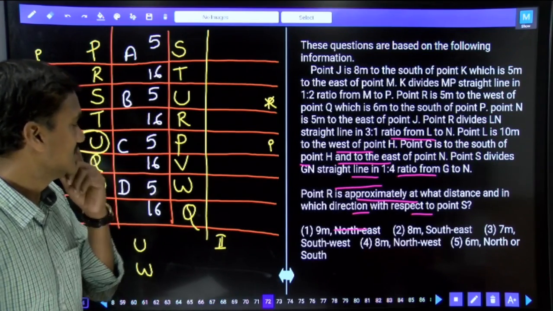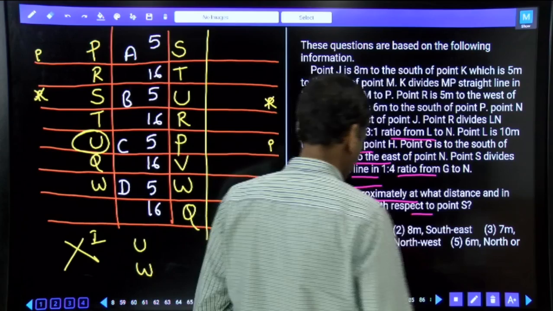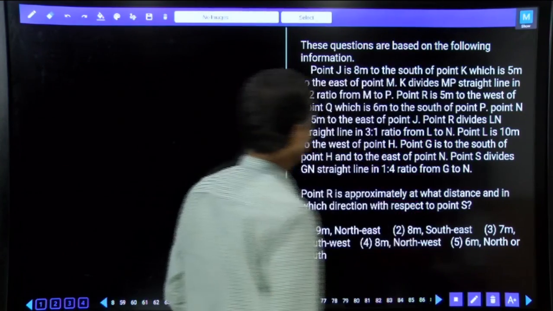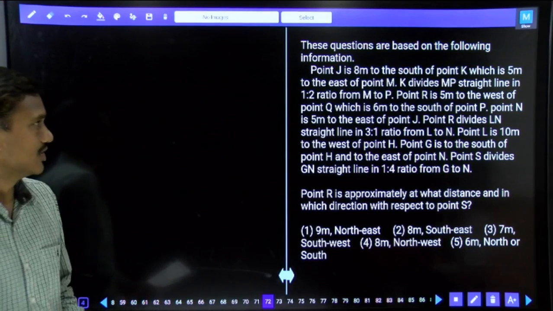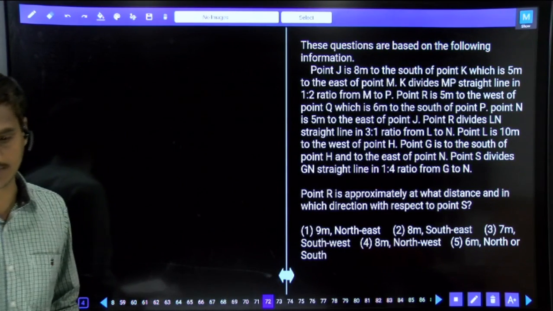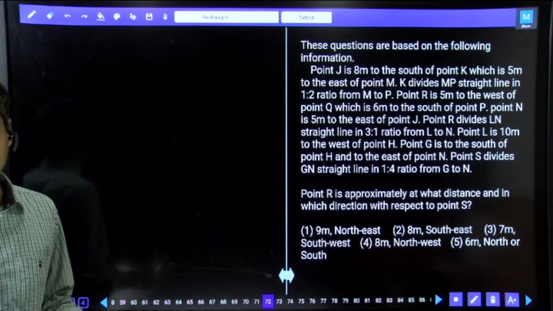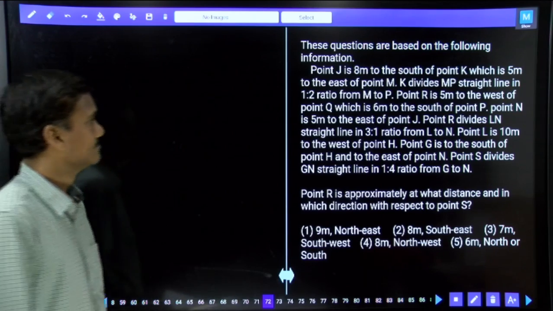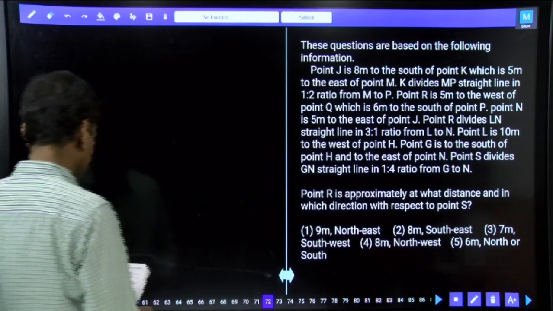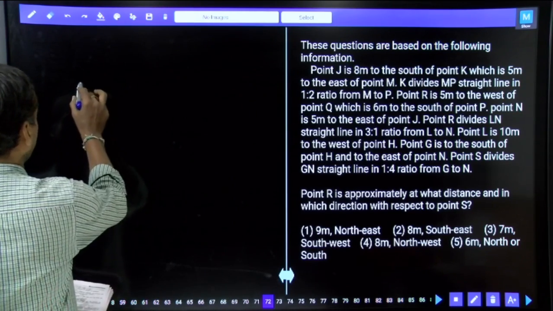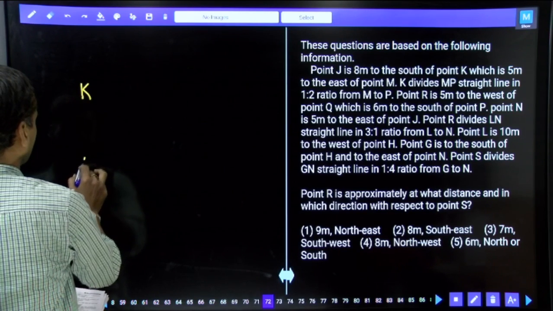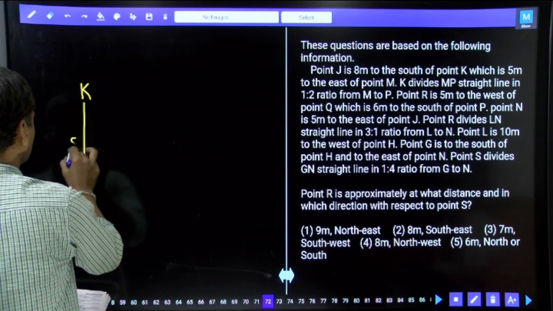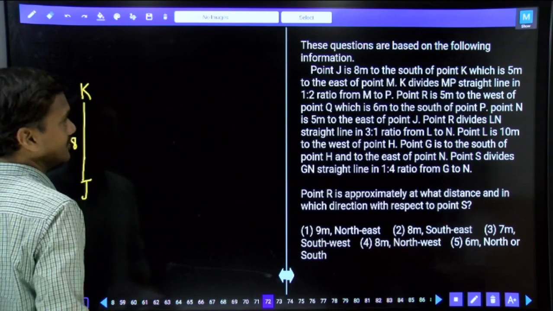Now question number 72 to 74, and these 3 questions are based on directions. Now tell me what is the direction we have. Point J is 8 meters to the south of K. Clear? Tell me how to represent this one. Now I am taking K at this place. If K is here, J is somewhere here. And what is the distance we have? 8 meters. J is 8 meters to the south of K.